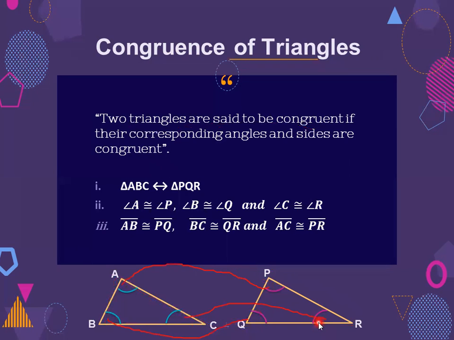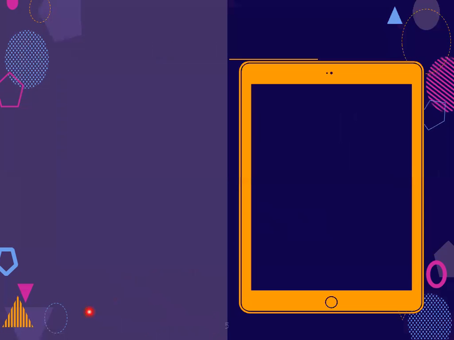And their sides will also be congruent. Side AB will be congruent to side PQ, side BC will be congruent to side QR, and side AC will be congruent to side PR. So you will say that two triangles are congruent to each other when their corresponding angles and sides are congruent. So this is called congruence of triangles. Now let's look at this one.